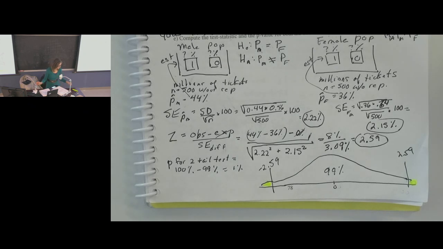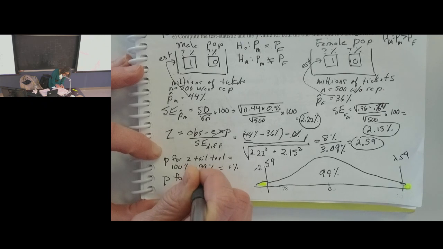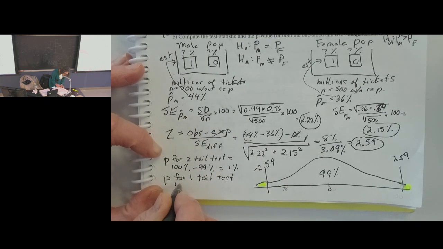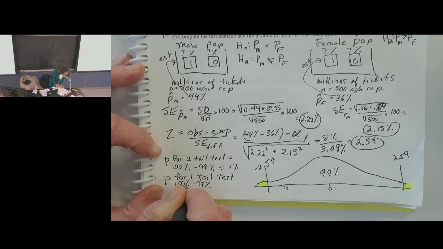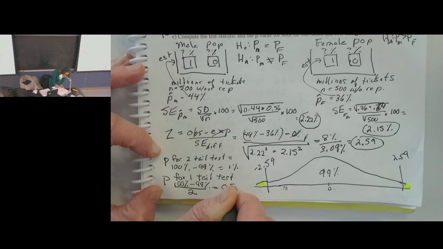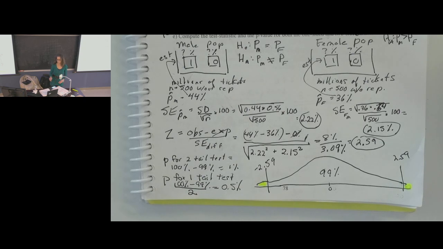Does everybody understand? We can write this: P for one-tail test is always what? It's going to be the middle area minus 99%, but then it's just one tail, so we divide by 2, and then we'll get 0.5%, which is more significant. That's very highly significant. Any questions?